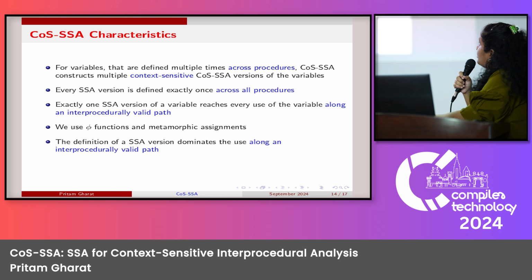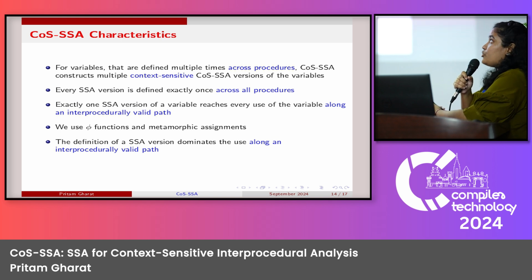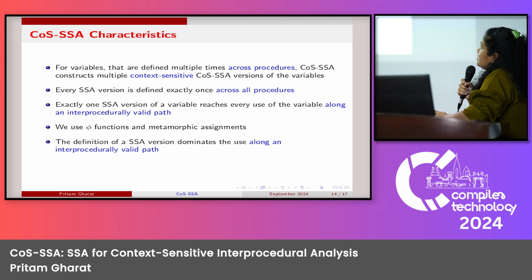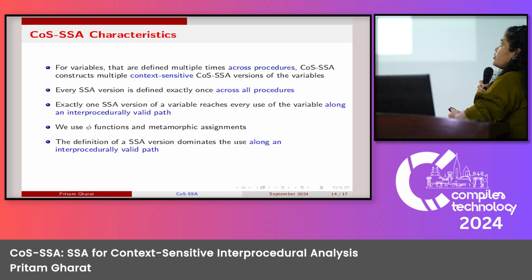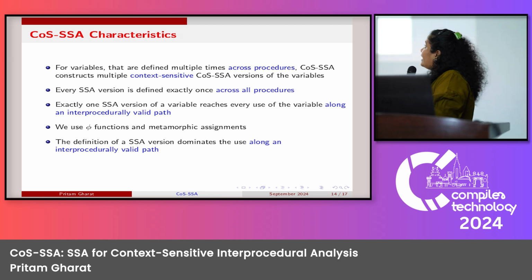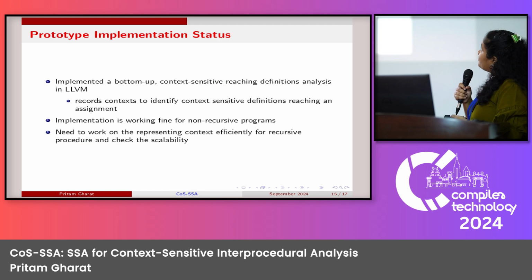If we compare the classical SSA with CoS-SSA, you will realize that every SSA version is defined exactly once across all the procedures, and exactly one SSA version reaches every use. But here we have it along interprocedurally valid paths, because now we are doing it at a procedural level. And instead of just using phi functions, we also introduce something called metamorphic assignments. The definition of an SSA version still dominates the use, but again, it is in the context of the interprocedurally valid path. So the characteristics of the original classical SSA still remain intact. They are now extended at the interprocedural level.